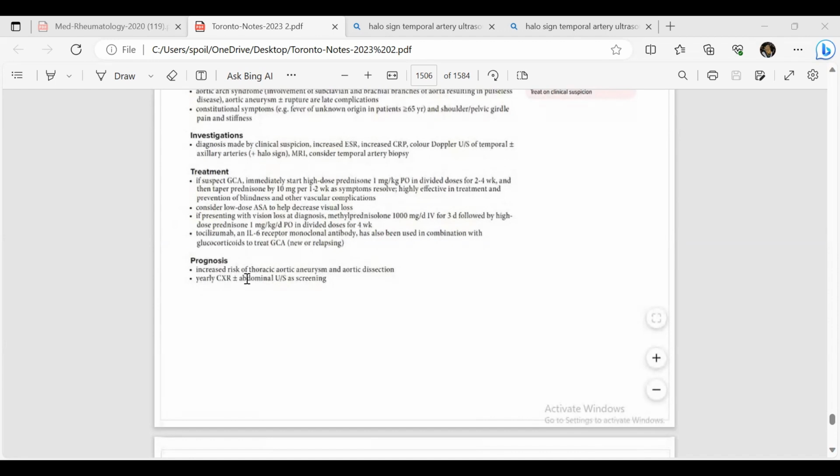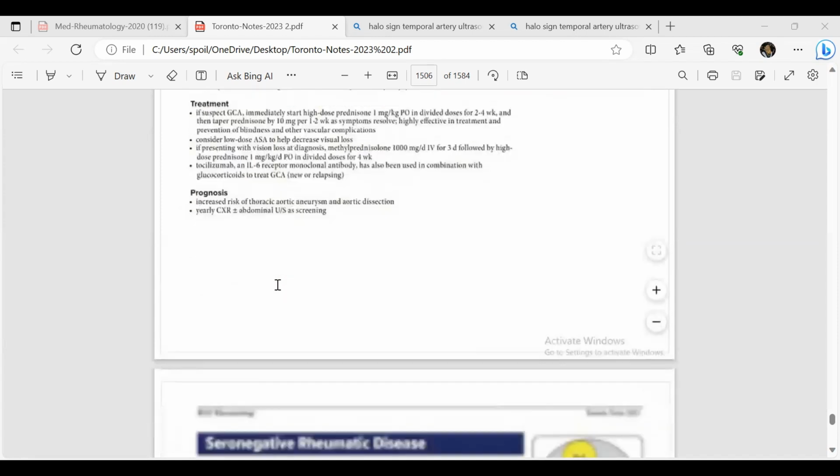Prognosis: increased risk of thoracic aortic aneurysm and aortic dissection. Yearly chest X-ray with or without abdominal ultrasound is required as screening.